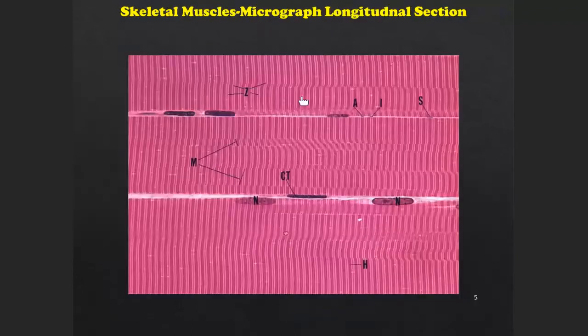Now this is your longitudinal section in which you will see the dark band, the light band. Okay, now these are your Z bands. The distance in between the Z bands is what? Your sarcomere. Okay, now this is your connective tissue. This is your nucleus. These all are your M bands. Okay, this is your H band. This is your A band, I band. This is all what we have discussed.